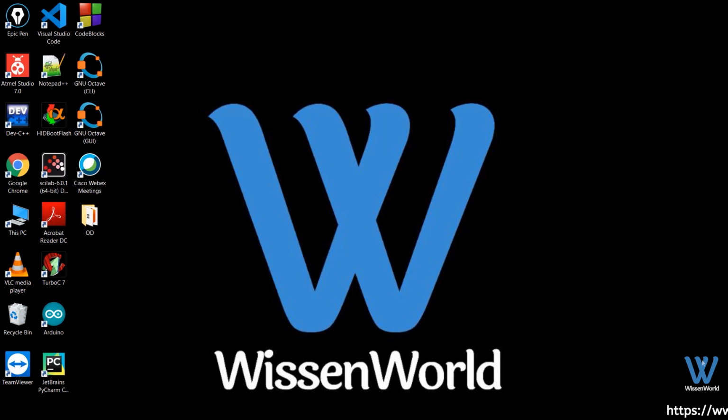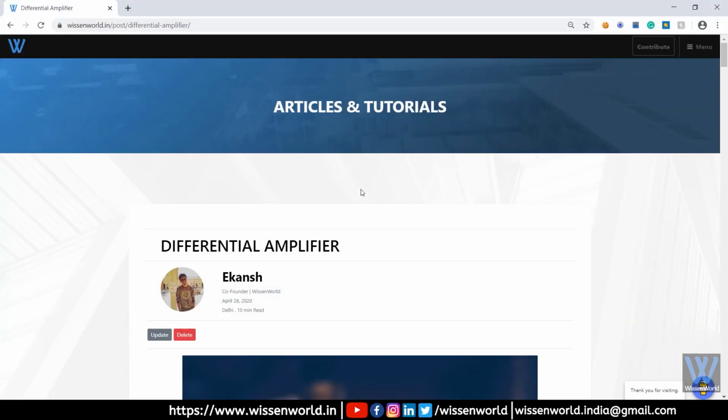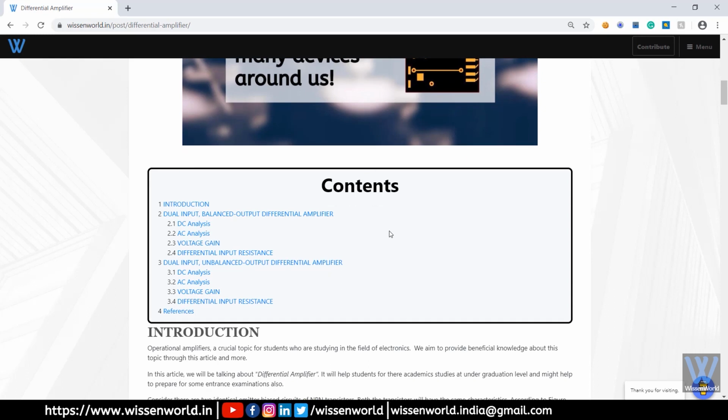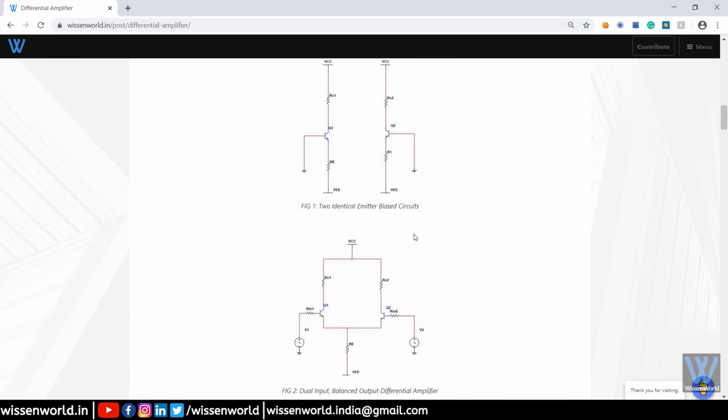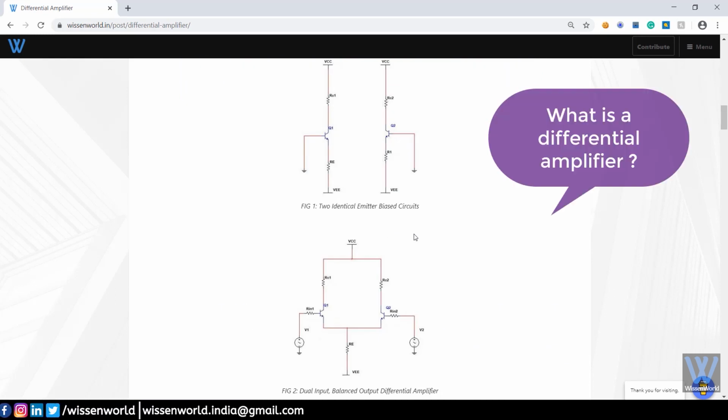In this tutorial, you will learn about differential amplifier, its types and how it works. We have also uploaded an article on differential amplifier on our website. This is the article. You can check this article and the link will be provided in the description of this video. Now, what is a differential amplifier?